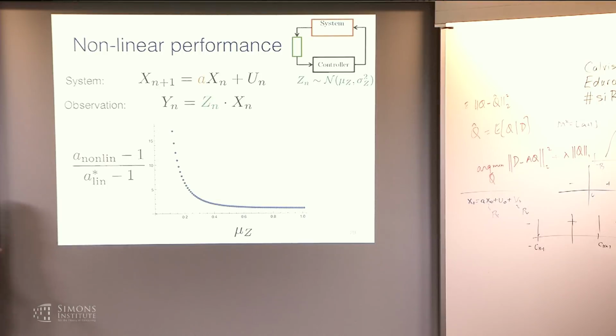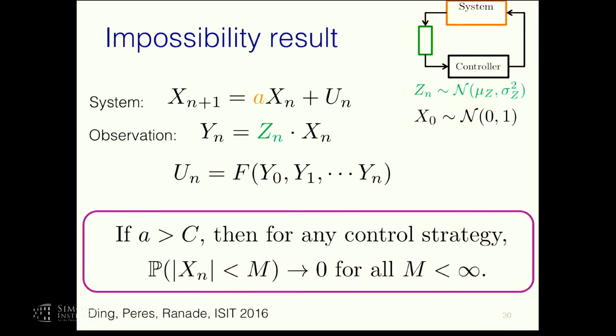So the question is, of course, how much better can you do? Can you do unboundedly better? Turns out that that's not the case. We can prove a converse result that says that actually there is a maximum A beyond which any strategy, linear or nonlinear, cannot stabilize the system.